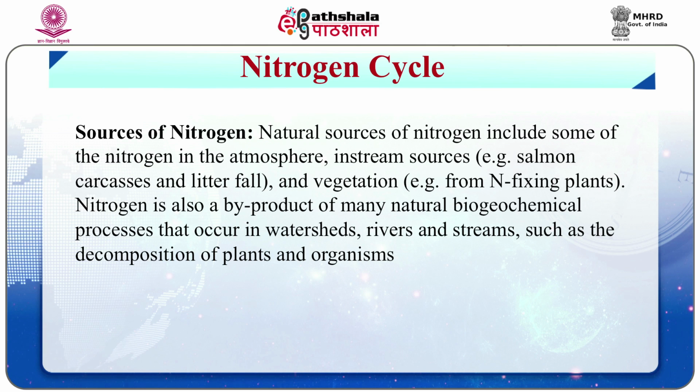Sources of nitrogen. Natural sources of nitrogen include some of the nitrogen in the atmosphere, in-stream sources like salmon carcasses and litter fall, and vegetation from nitrogen fixing plants. Nitrogen is also a byproduct of many natural biogeochemical processes that occur in watersheds, rivers and streams, such as decomposition of plants and organisms. Steps of the nitrogen cycle. In general, the nitrogen cycle has 5 steps.